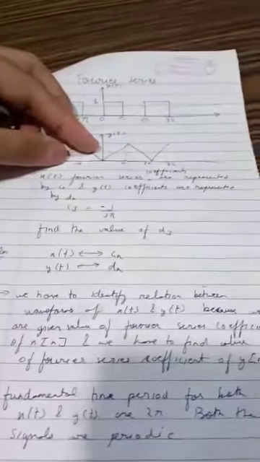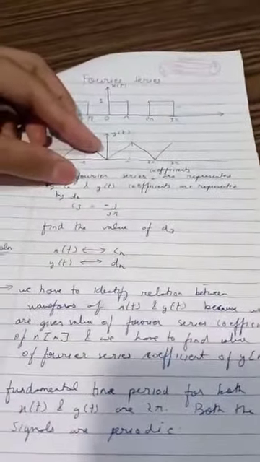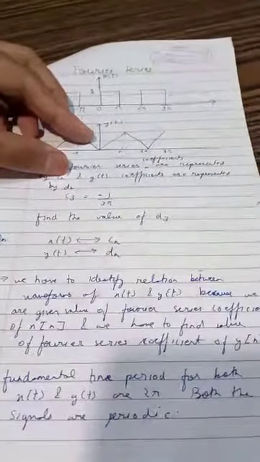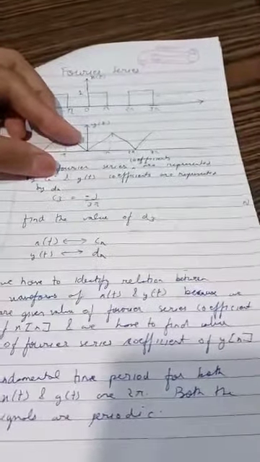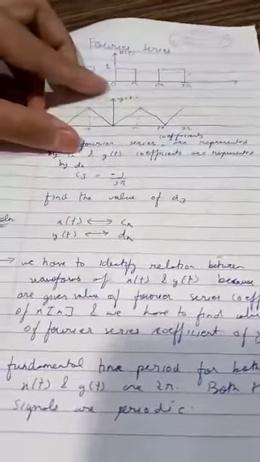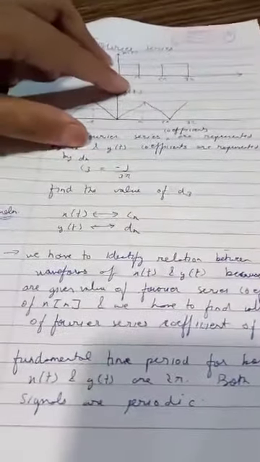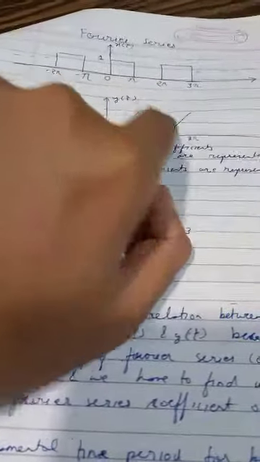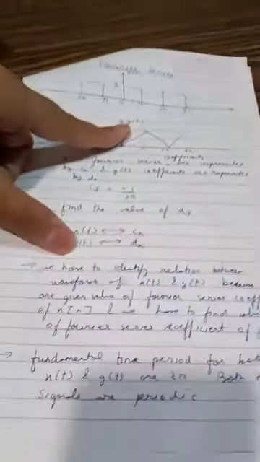So we have to identify the relation between the waveforms of x of t and y of t, because we are given the value of the Fourier series coefficient of x of n, and we have to find the value of the Fourier series coefficient of y of n. So this can be done only if we identify the relation between the waveforms of x of t and y of t. Now you can see that the fundamental time period for both x of t and y of t is 2 pi. After 2 pi they both repeat themselves. So they are periodic signals with fundamental time period 2 pi.